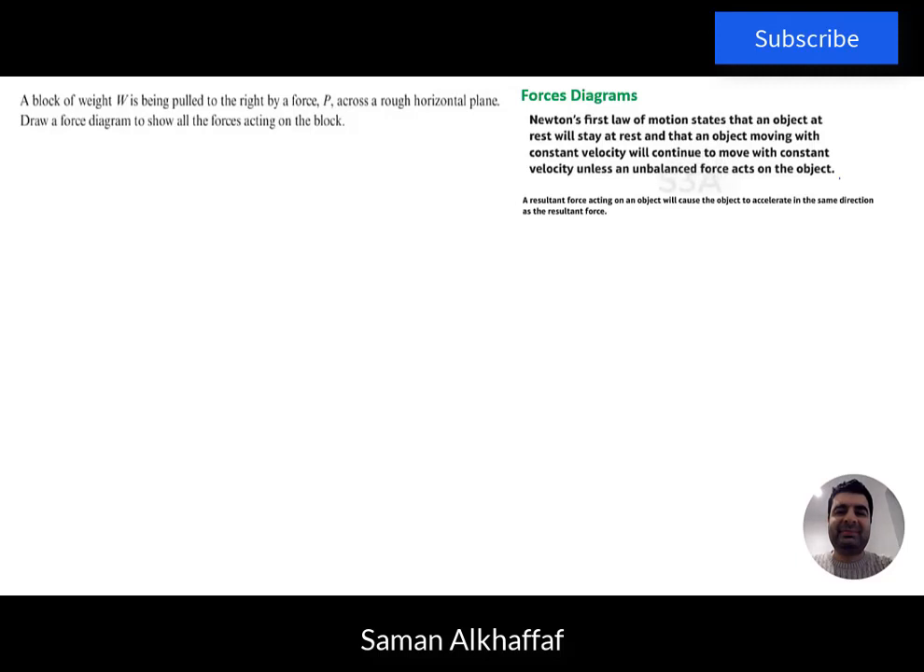In this example, a block of weight W is being pulled to the right by a force P. First we'll draw the block on a rough horizontal plane, and draw a force diagram to show all the forces acting on the block. The weight acts typically downwards, as impacted by gravity, and the reaction acts upwards, in the opposite direction to the weight. The force that is pulling is P, to the right.